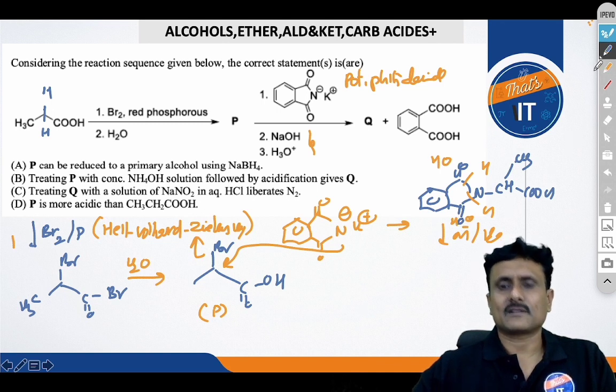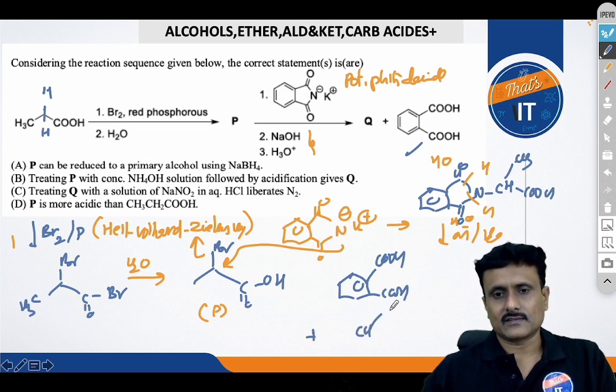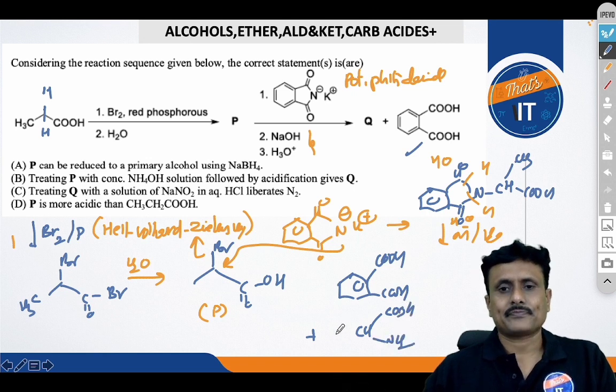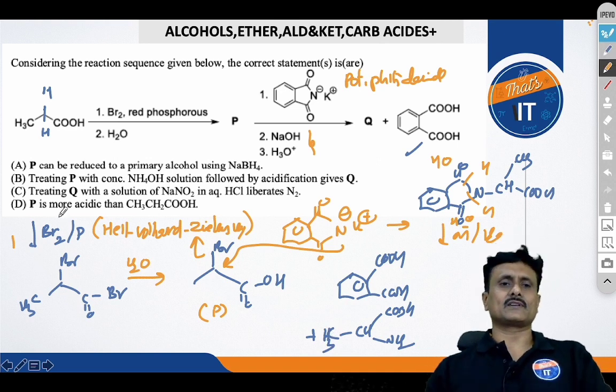So what is the product finally obtained? I am writing it over here. So you got phthalic acid and alanine, isn't it? COOH, NH2 and then CH3. You have to pick up the right option from the given choices, right?